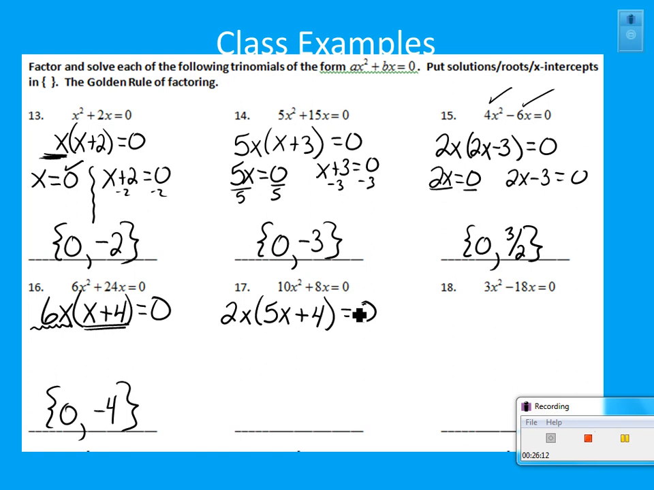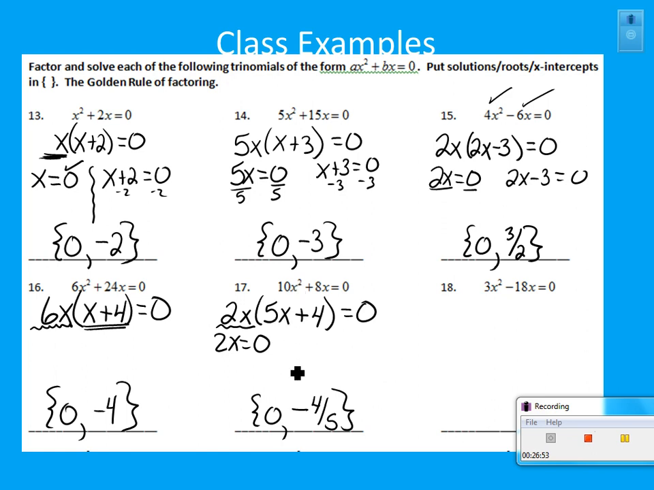Once I set each term equal to 0, 2 times something equals 0. So I'm still doing this, I'm just not writing it all out now. Divide both sides by 2. One answer is 0. Now, on 5x plus 4 equals 0, I want you to get to where you can look at that and know the answer. My first step would be subtract 4 from both sides. My next step would be divide by 5. So my other answer, negative 4/5.